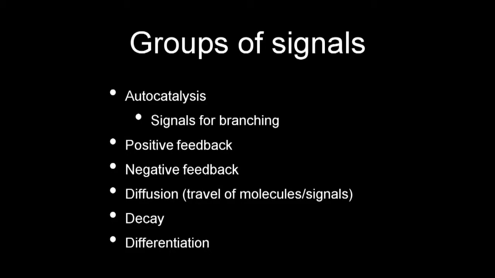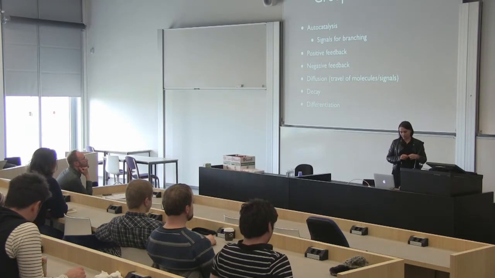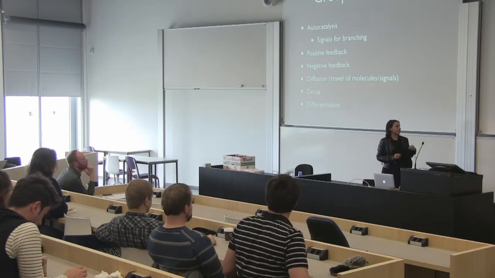Then we have positive feedback, which is an activating molecule that goes to another cell and triggers a positive response. Then that cell will also send out a positive molecule. Then we have negative feedback, which is inhibiting. Then we have the diffusion, which is essentially the travel of molecules in the fluid outside of the cell. And it is a message to another cell. The decay of the molecules that are diffusing in the fluid outside the cell. And then the differentiation, that is when the cell splits into two.